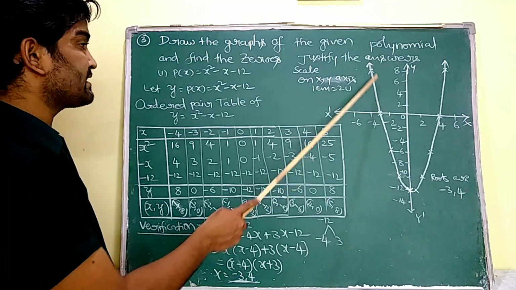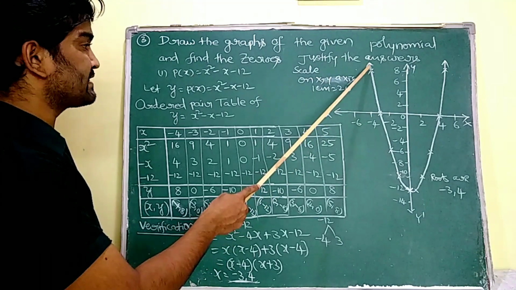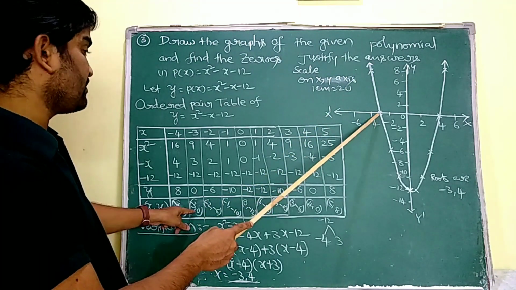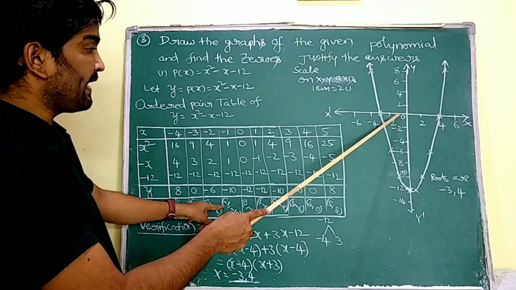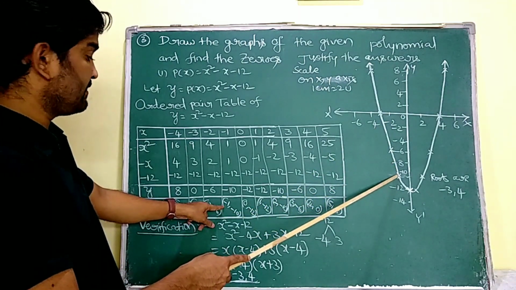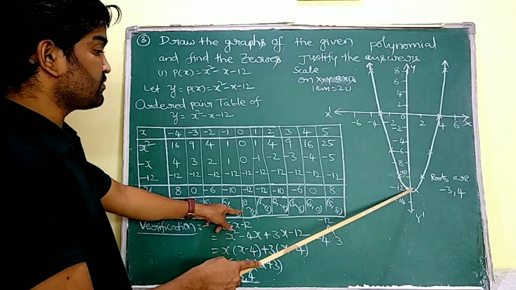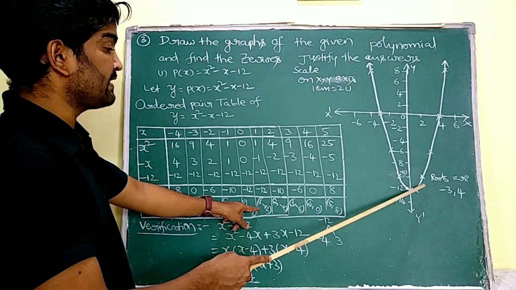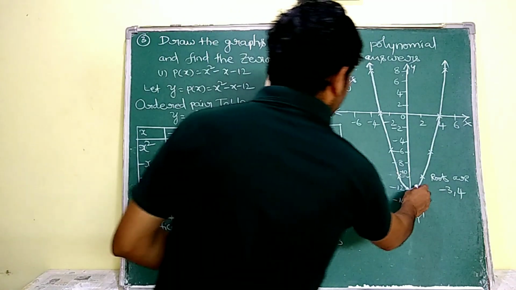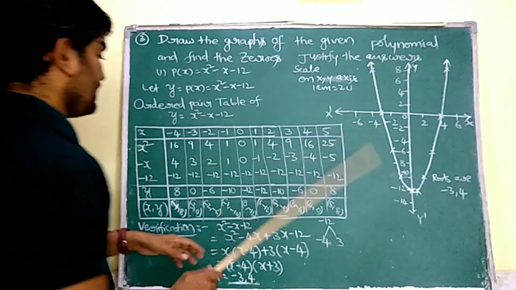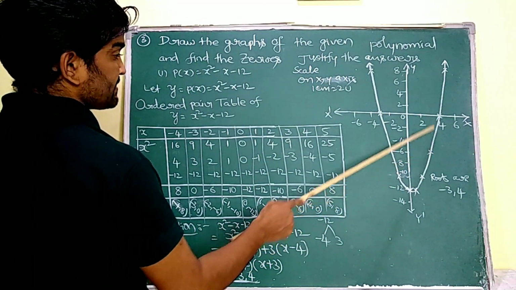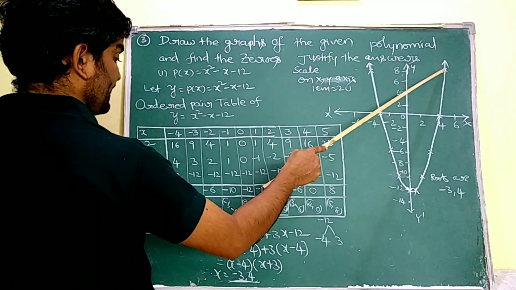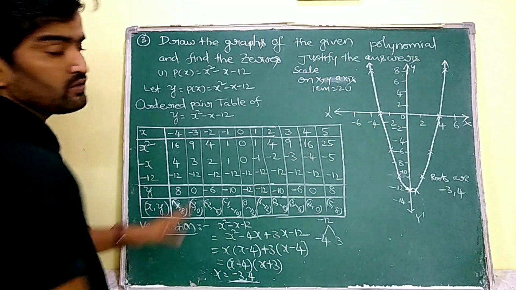See, minus 4, comma 8. Okay, next minus 3, 0. Minus 2, minus 6. Minus 1, minus 10. Okay, next 0, minus 12. Next 1, minus 12 here only. Next 2, minus 10. 3, minus 6. 4, 0. 5, 8. So I plotted those.